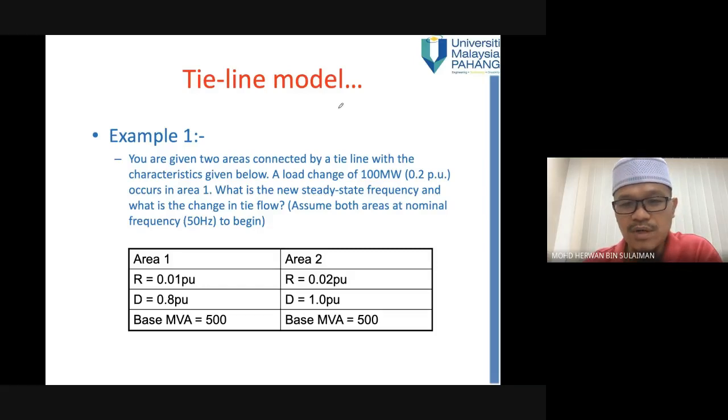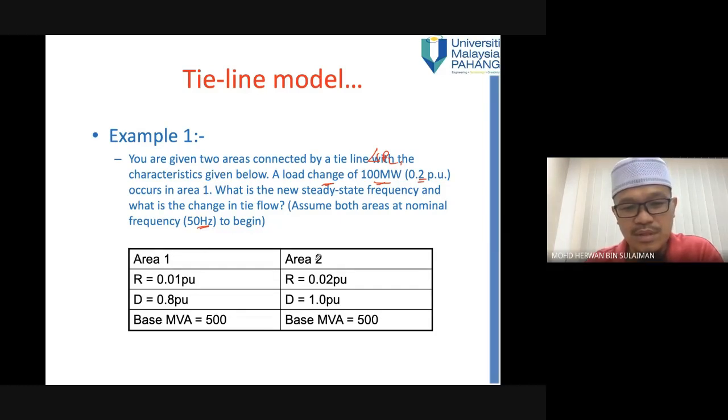So a load change of 100 megawatts, or we call it 0.2 per unit, occurs in area 1. Okay. Load change, meaning that delta PL1 is 100 megawatts, occurs in area 1. What is the new steady state frequency and what is the change in the tie flow? Assume both areas nominal frequency 50 Hz to begin.